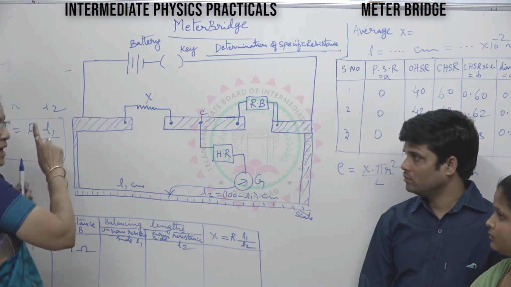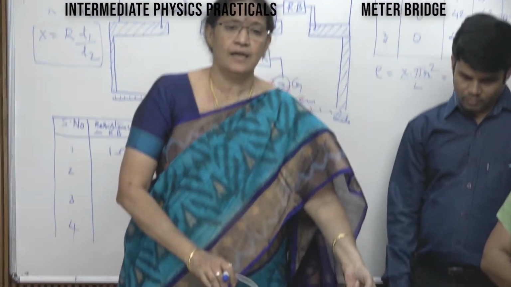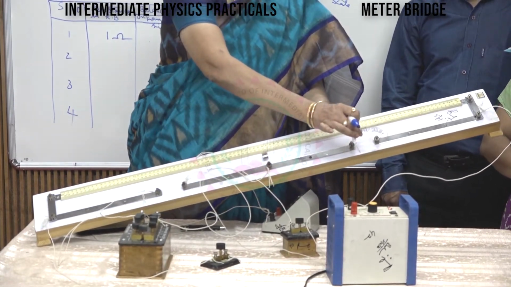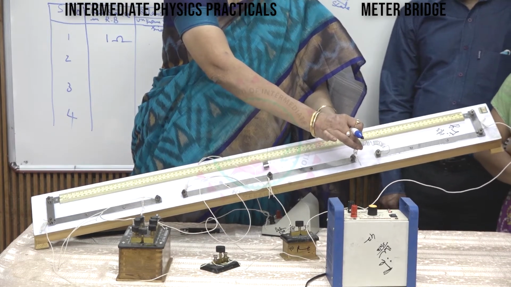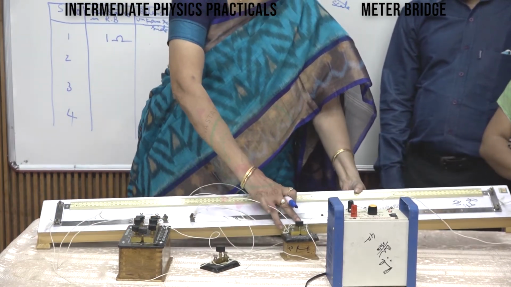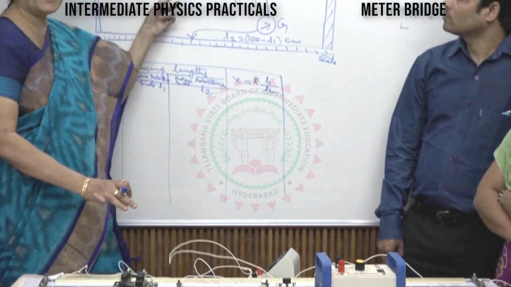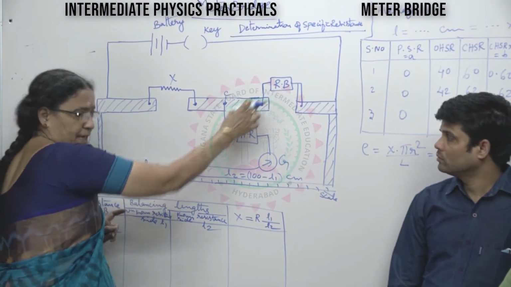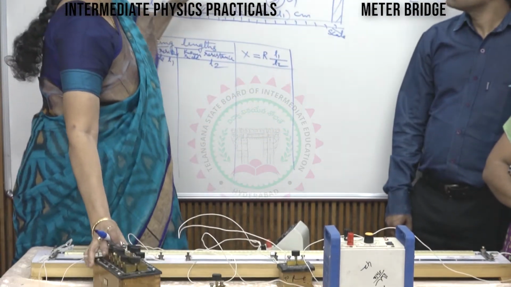Using this formula, we are going to find the resistance of the given wire, which you have connected, nichrome wire. Nichrome is an alloy. So this you have connected in the left gap of the meter bridge. So the connections are done as per the circuit diagram here. X is the unknown resistance. RB is the resistance box.